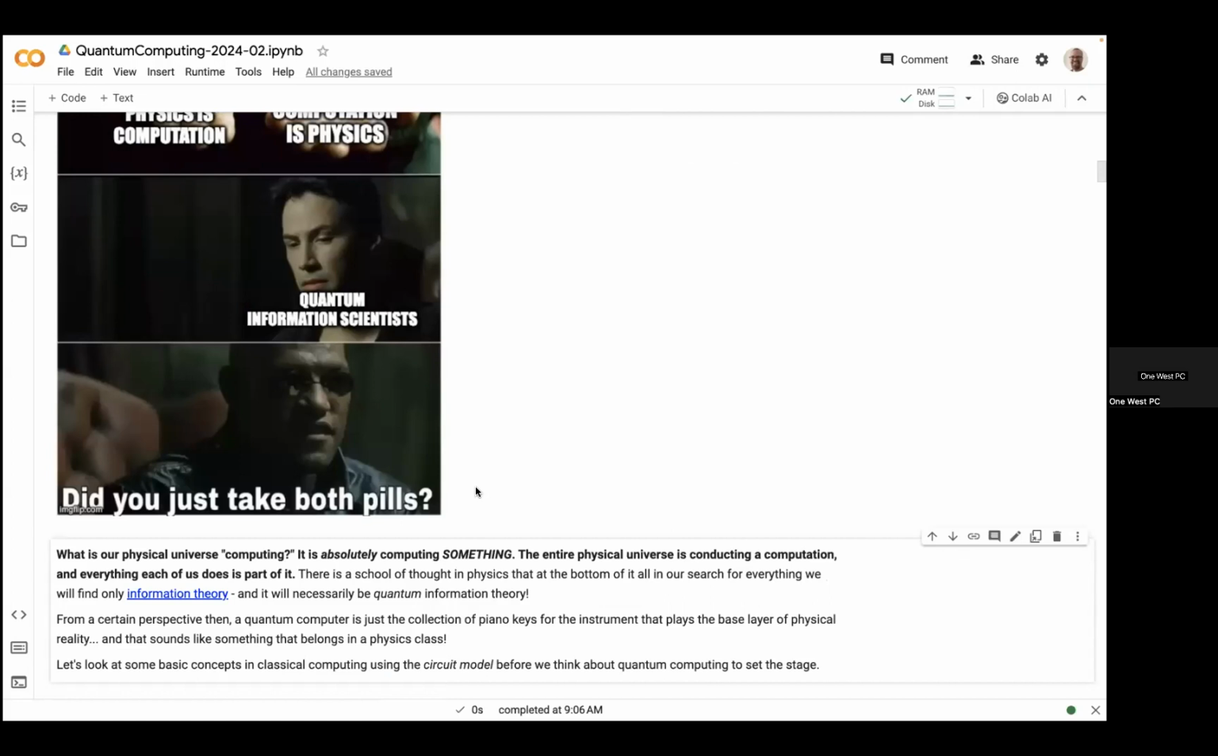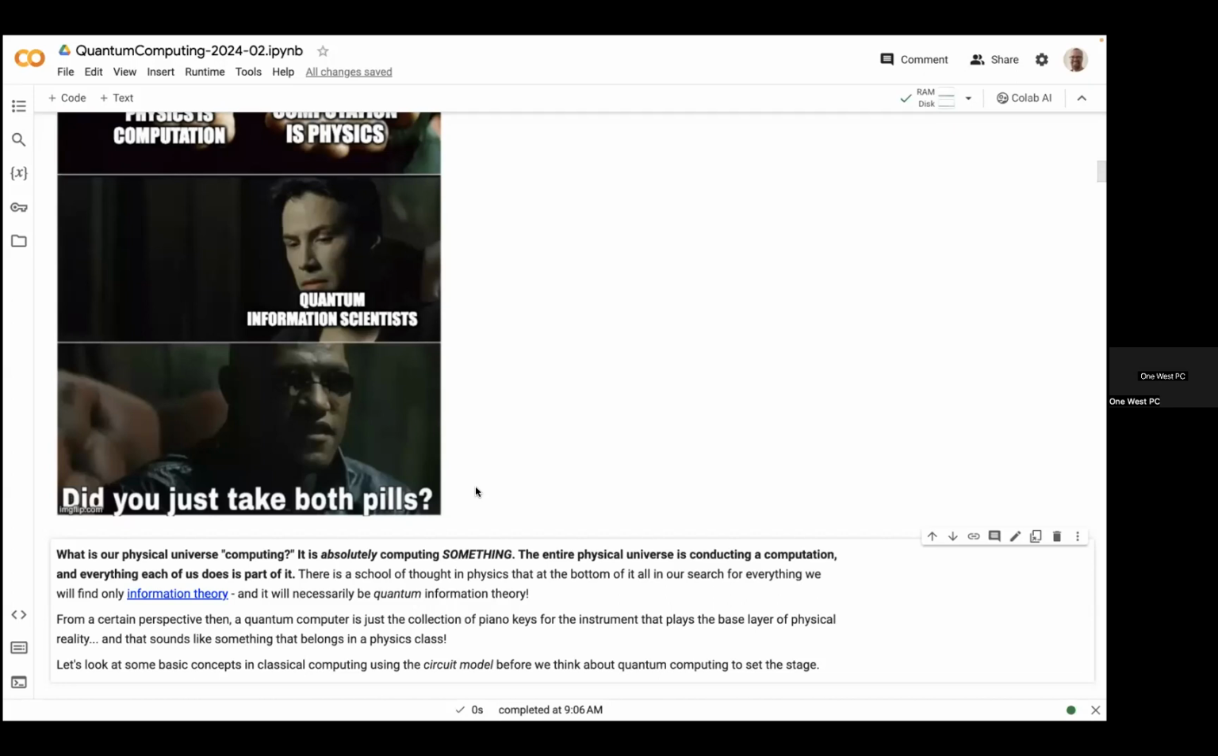So if physical systems are used to simulate algorithms, are physical systems we aren't manipulating simulating some algorithm? Absolutely, they absolutely are. So our physical universe is computing something as we speak. The entire physical universe is involved in a calculation. Everything each and every one of us does is part of it. Now, how do you interpret these things? That's hard. But there are absolutely algorithms being executed by reality as we speak.